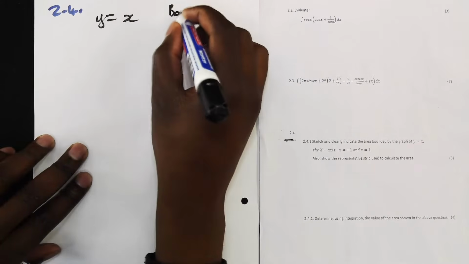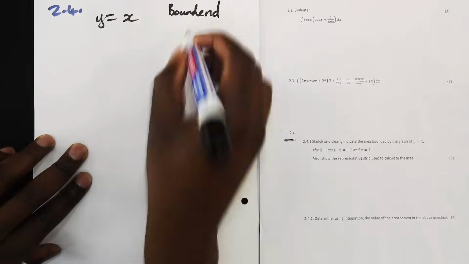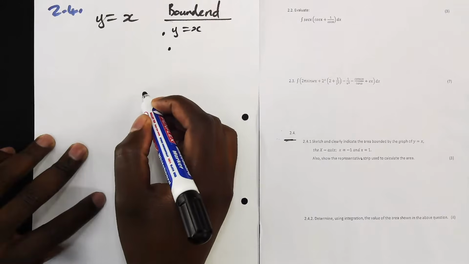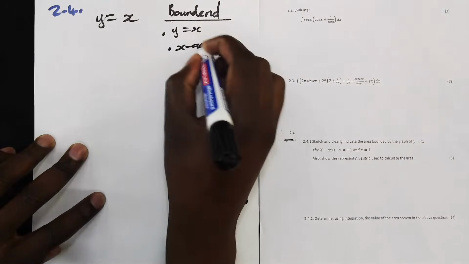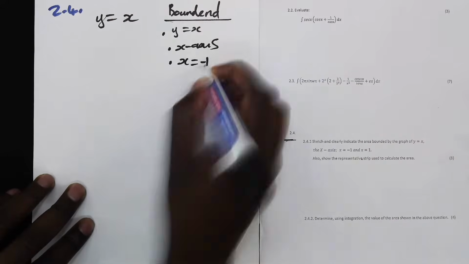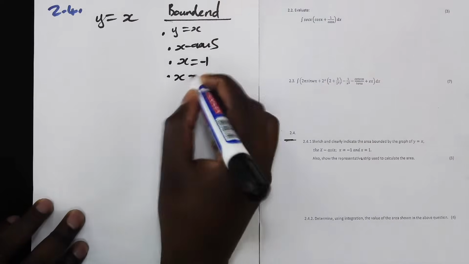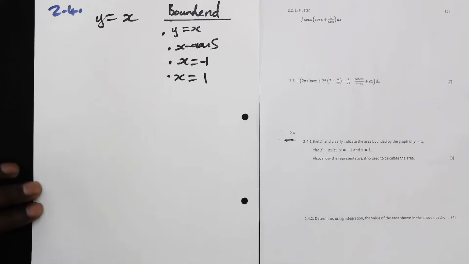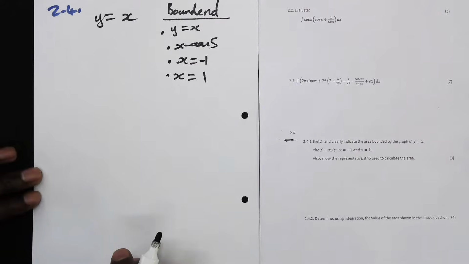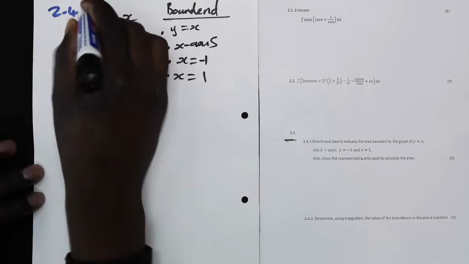Now, first of all, we need to check what it is bounded by. They say it's bounded by y equals x, and by what? By the x-axis, by the line x equals minus 1, by x equals 1. So we need to sketch the graph and clearly indicate the area bounded by those graphs, and also show the representative strip used to calculate the area. That was 2.4.